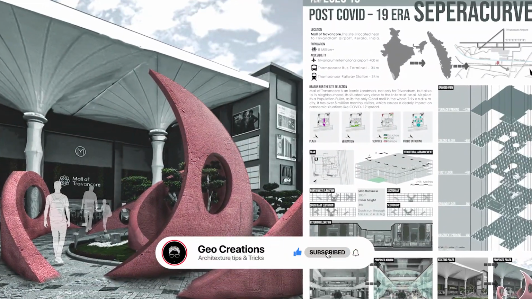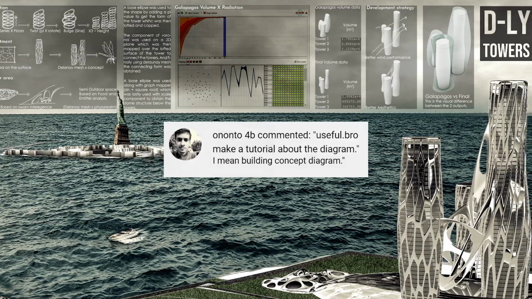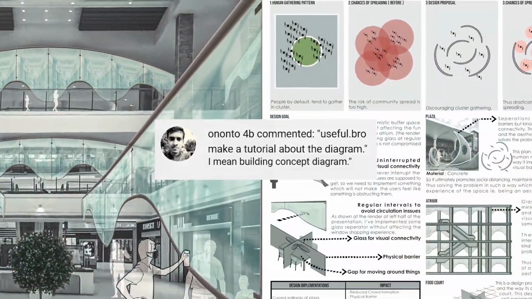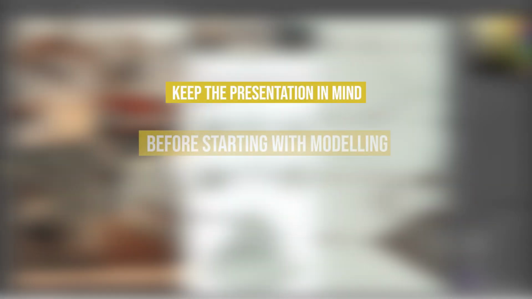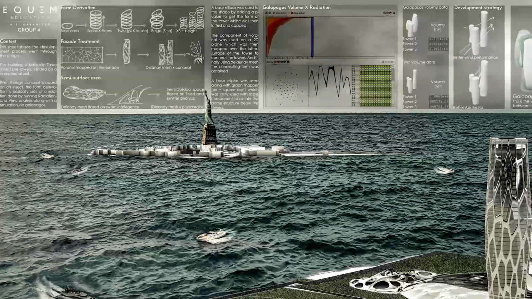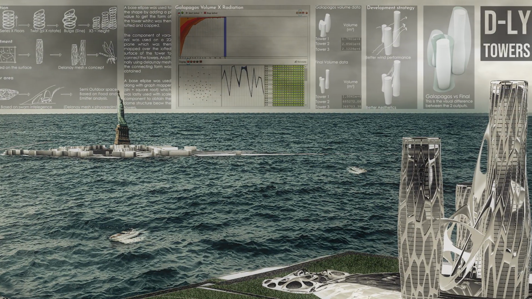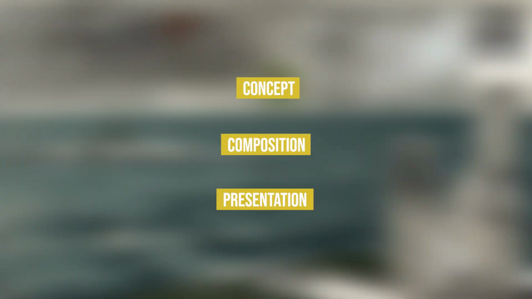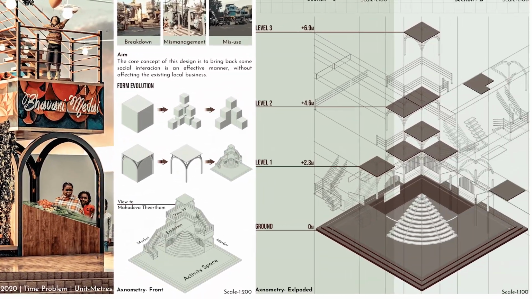Let's move on to the next suggestion, which is from Ononto. Sorry if I mispronounced. His suggestion is about conceptual diagrams, or we can call it supportive diagrams, which makes the presentation more narrative. What I suggest is to keep your presentation in mind before starting your modeling. You can show your form development as a part of your concept, or you can create a narrative with supporting graphical elements which further convey your concept, composition and presentation. Most importantly, it helps you to explain your design in a better way.